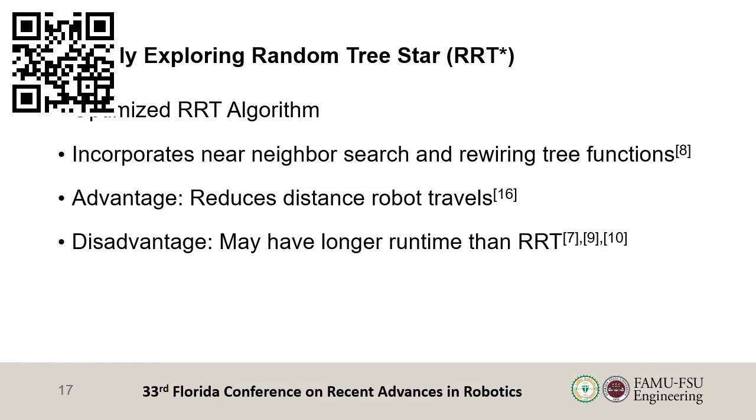The rapidly exploring random tree star algorithm is an optimized version of the RRT algorithm. It incorporates near-neighbor search and rewiring tree functions. The advantage of this algorithm is that it reduces the distance that a robot travels. However, this method may have a longer convergence time than the RRT algorithm because this method continues to select random points to optimize the path until the number of iterations set by the user is reached.